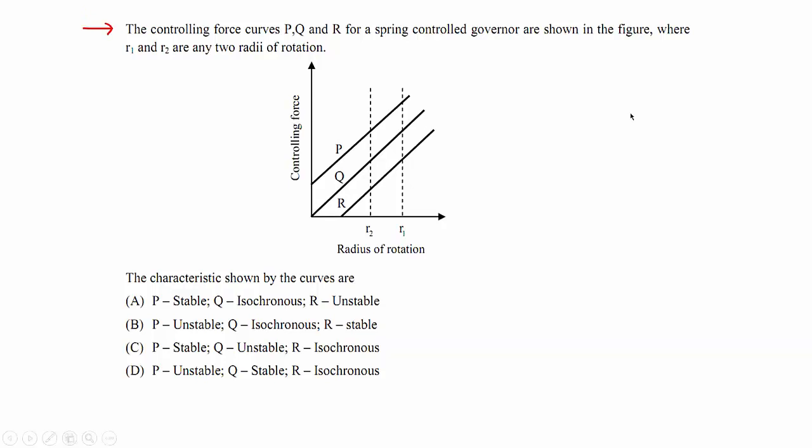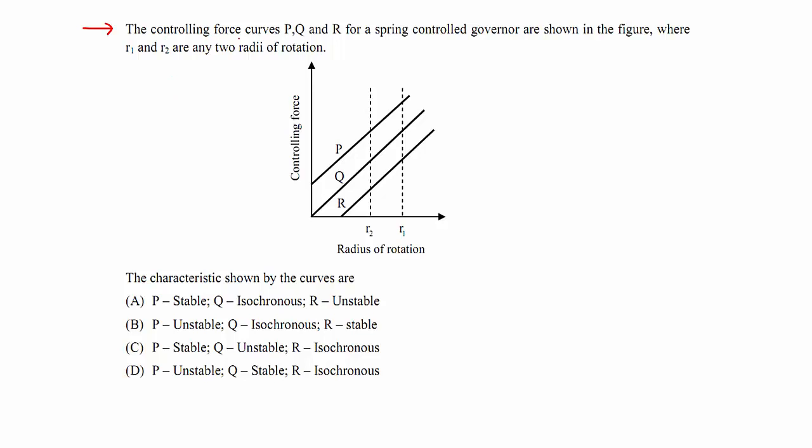So this question, the questions from the governor topic were not there in the last 5-10 years or even 20 years if you observe the papers. Okay, so this year they have asked a question from governors, and that too from the controlling of governors. That is a very important topic.